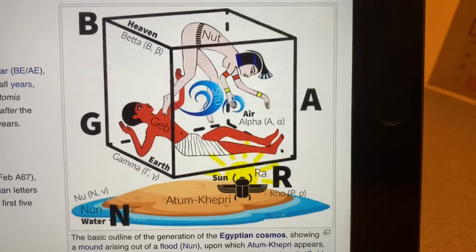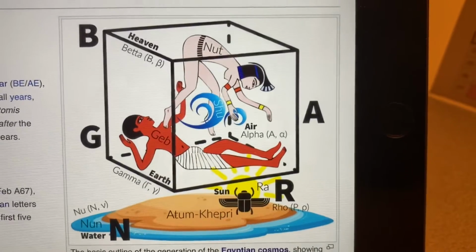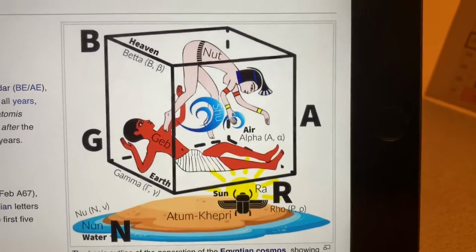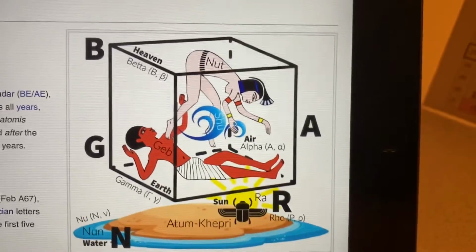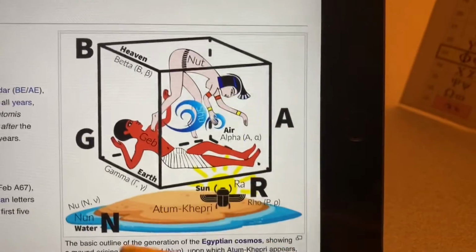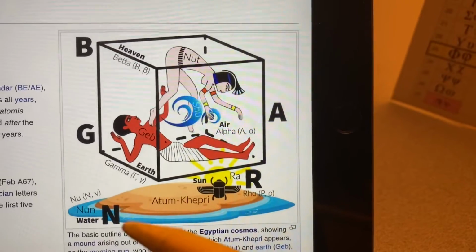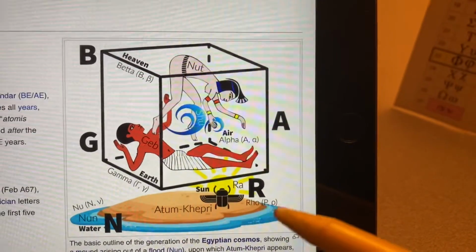We're going to go through the origin of the letters of the alphabet today, which is shown here. The first letter we have to look at is N, representative of this water.